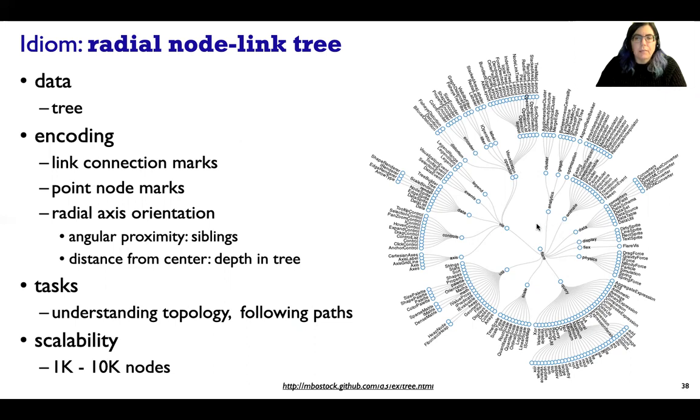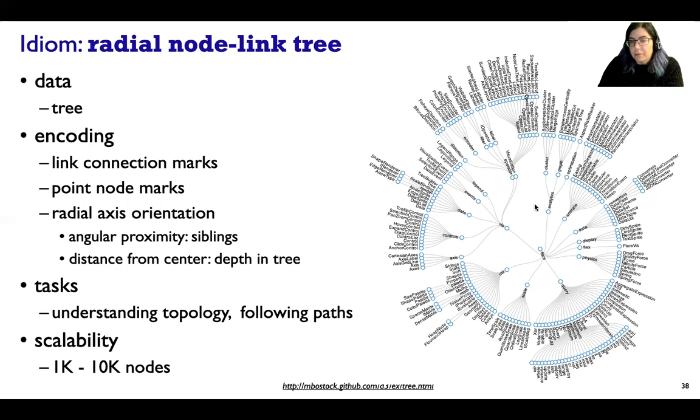In this particular case, we do have this radial orientation rather than a rectilinear one. And so notice how you can tell what are siblings by this combination of spatial position and these connection marks that allow you to follow that. And you can read off the depth in the tree according to the radial distance from the center. So what is this good for? It's certainly very usable for understanding topological structure, right? We can very quickly and easily get a sense of which of these subtrees are large and which of the subtrees are smaller.